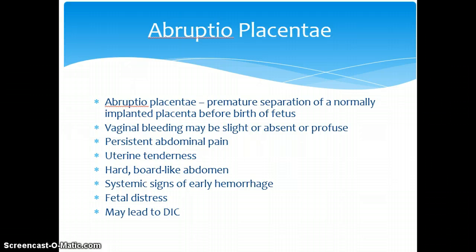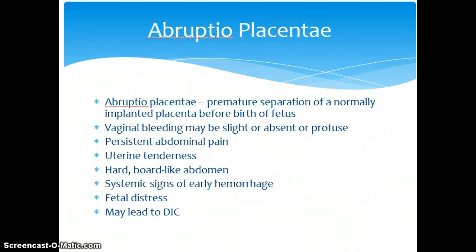Vaginal bleeding may be slight to absent or profuse depending on the type of abruption that you have. If you look in figure 14.4 in your book on page 365, you can see a concealed hemorrhage. There would not be any bleeding. A partial hemorrhage, or a partial separation, you may have slight bleeding, or with a partial separation at the end of the placenta, you would see bleeding from either a trickle to profuse bleeding.